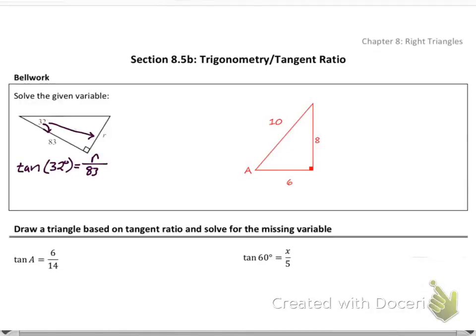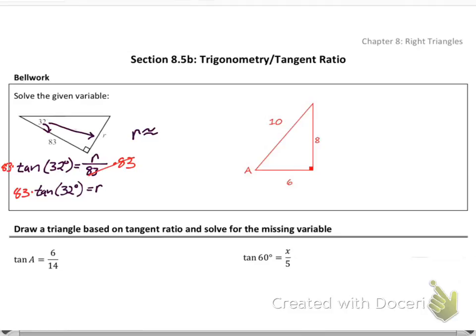So opposite r over 83. I need to get r by itself, which means I need to multiply this side by 83, and that's going to turn to 1. Well, what I do to one side, I have to do to the other side, so that's 83 times on this side. So we're going to have 83 times that tangent of 32 degrees is going to equal my r. And round it to the nearest tenth, what does my r equal?